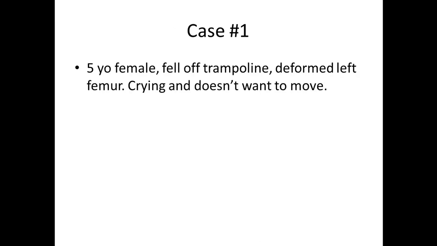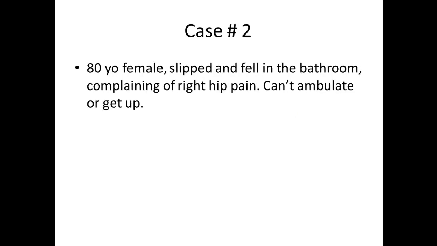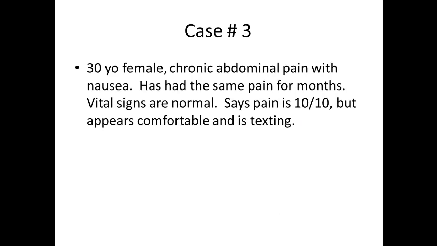So looking at some cases, case number one would be a 5-year-old female that fell off a trampoline. She's got an obvious femur deformity. I would use fentanyl here for her pain. You can use intranasal. It would be a very effective option. This is obviously going to be severe pain, and you want to treat it quickly. Case number two, 80-year-old female who slipped and fell in the bathroom with right hip pain. Obvious fracture. She can't ambulate. Again, severe pain. We're going to use fentanyl here. You can use intranasal, IM, or if you have time, get an IV going.